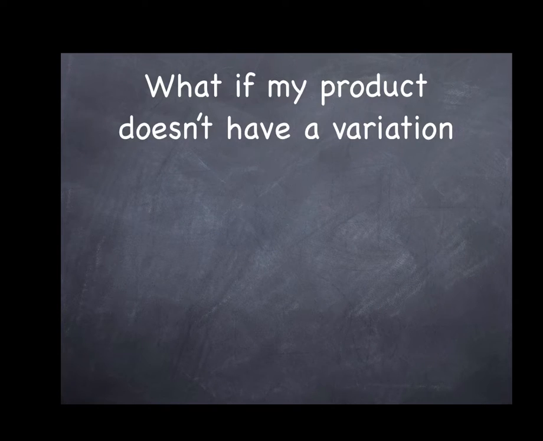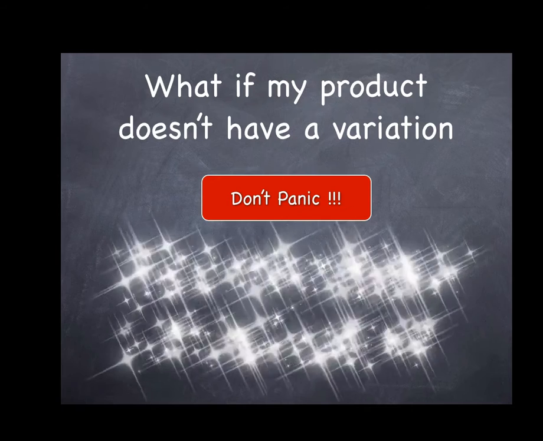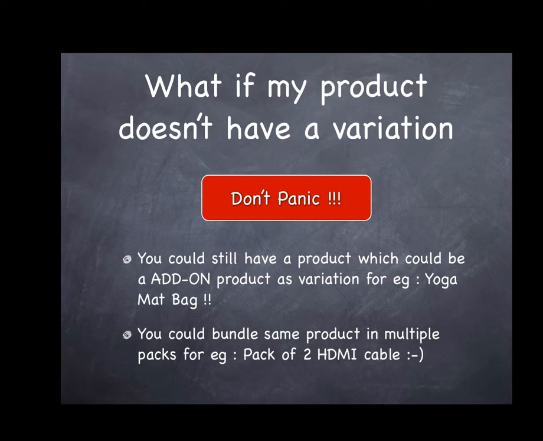Now again, sometimes you're going in for an item where you can't brainstorm that it probably doesn't have a variation. Don't panic, because there are different ways we could work out your variations. So say for example, if your yoga mat didn't have color combinations available, which is not true because we know yoga mats are available in different colors, but this is just to give you an example, you could still find a product which could be an add-on product to your yoga mat. So like a yoga mat bag.